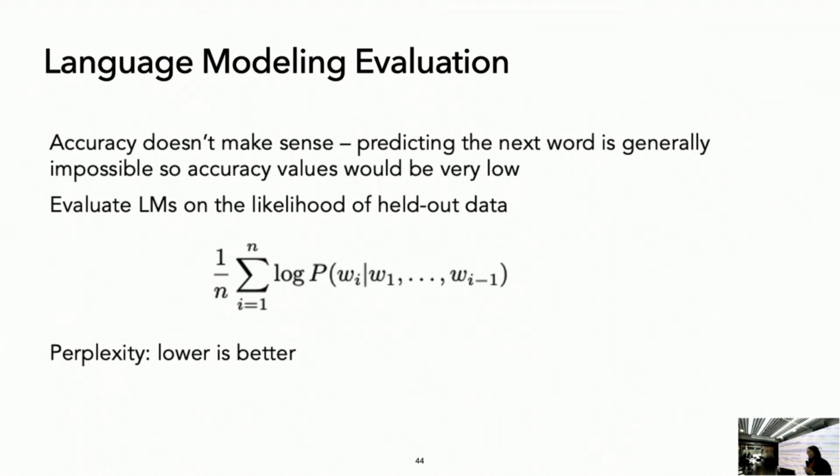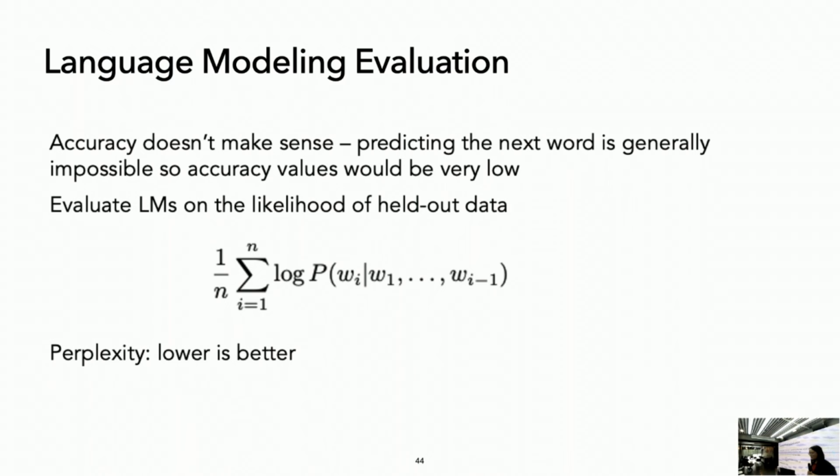I also want to mention a few things here. If you think about a lot of the NLP tasks, we actually don't report accuracy. Instead of reporting accuracy, we do something different. Why? Because predicting the next word out of, let's say, 20,000 words is generally impossible. There's no way we can report something meaningful. So the accuracy values will be very, very low and do not make sense.